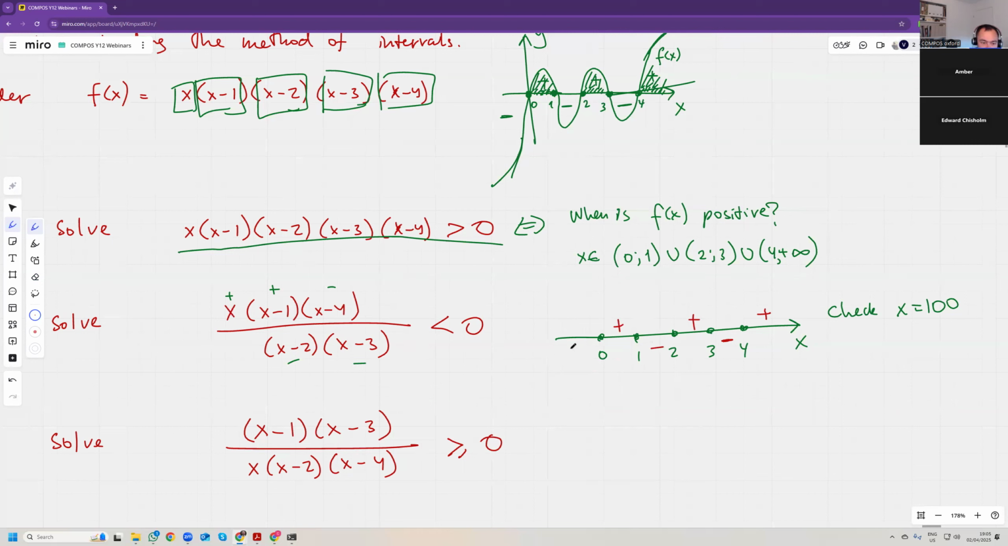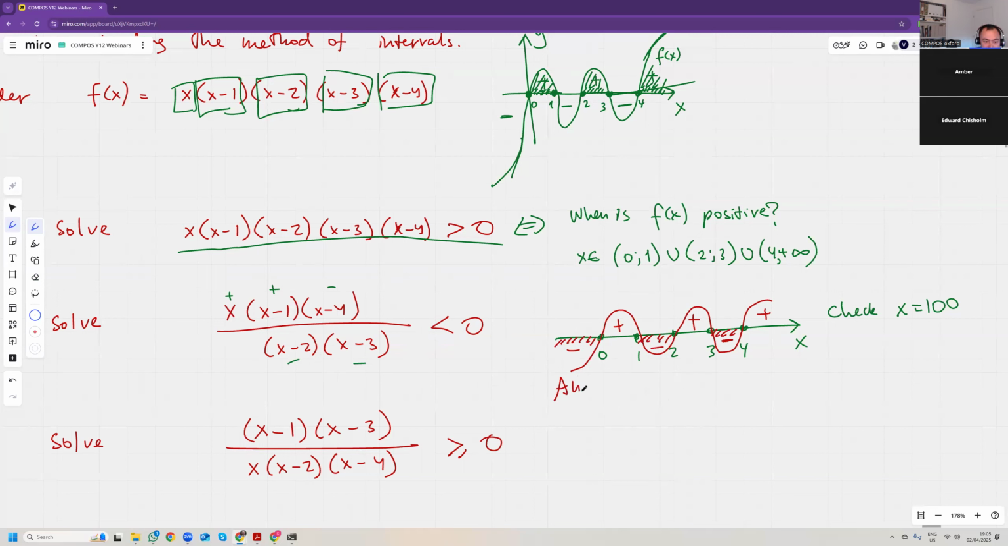Negative, positive, negative. So it's the same. The function also squiggles like this. It doesn't look exactly like this because at 2 and 3 it's discontinuous. But the signs are like that. And the question is, where is this function negative? This function is negative here, here, and here.